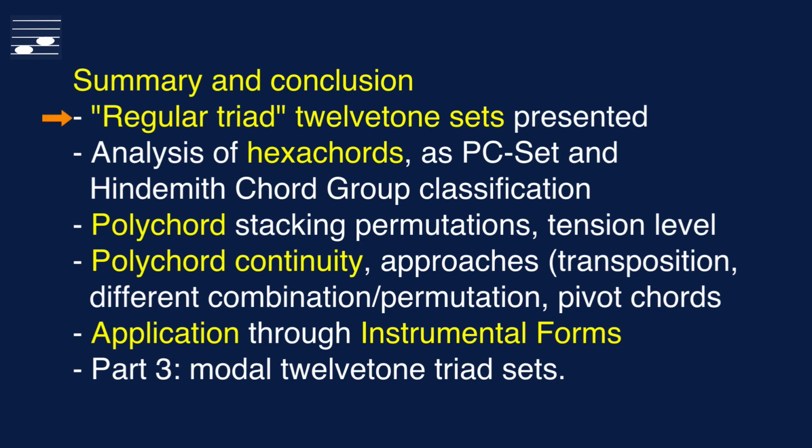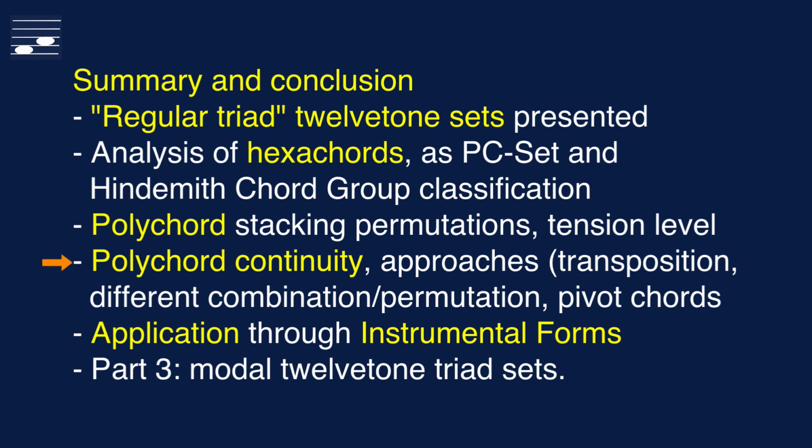This video tutorial is about 12-tone triad sets with regular triad types and thirds. I demonstrated 6 out of 7 possible options, starting with analyzing the triad set properties. In the diagrams you will find pitch class set labeling and Hindemith chord group classification for the pairwise combinations into hexachords. When stacking triads in polychords, there are various permutation options and, depending on the voicing, different Ulehla tension level classification. Remember that we are dealing with highly dissonant chord structures.